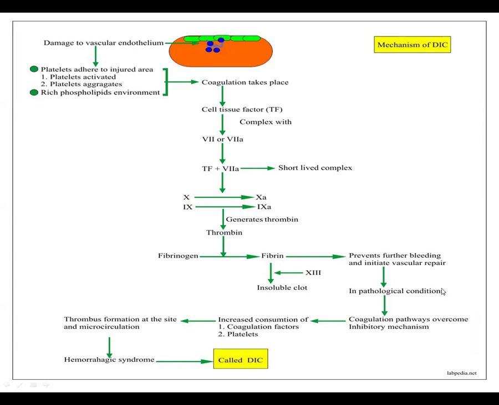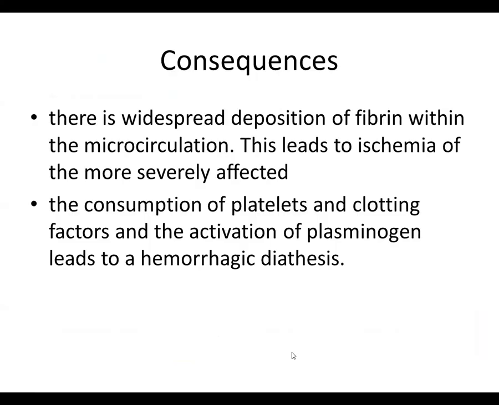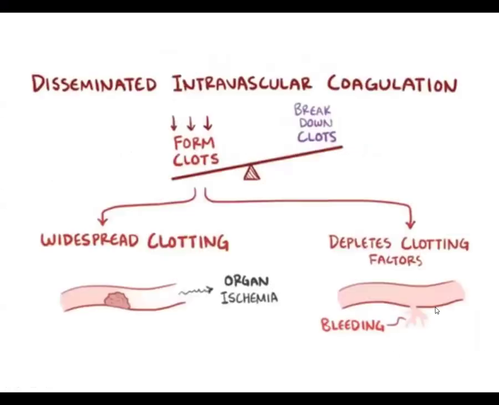So in pathological conditions, this coagulation pathway overcomes the inhibitory mechanism, with increased consumption of coagulation factors and platelets, and thrombus formation at the site and in the microcirculation leads to hemorrhagic syndrome. This is known as DIC. Consequences: there is widespread deposition of fibrin within the microcirculation that leads to ischemia of the most severely affected tissue. The consumption of platelets and clotting factors and activation of plasminogen leads to hemorrhagic diathesis.